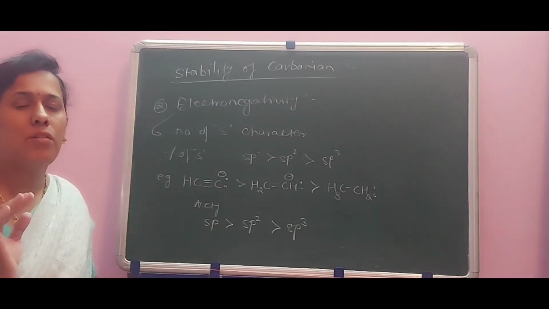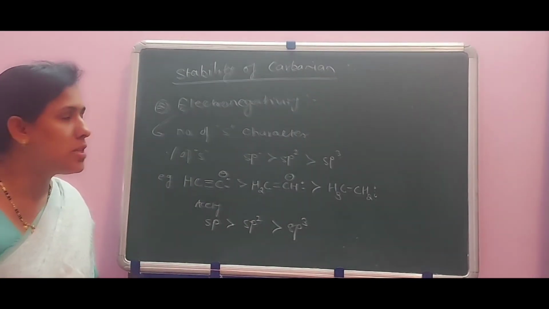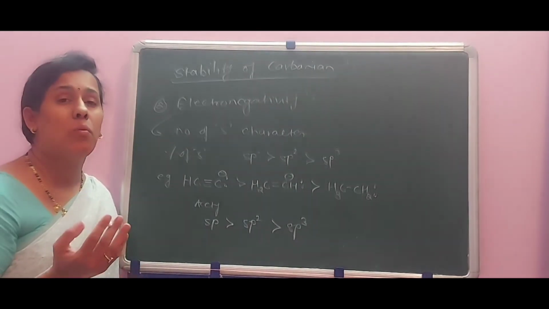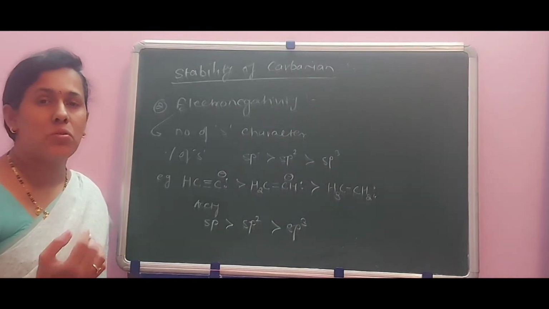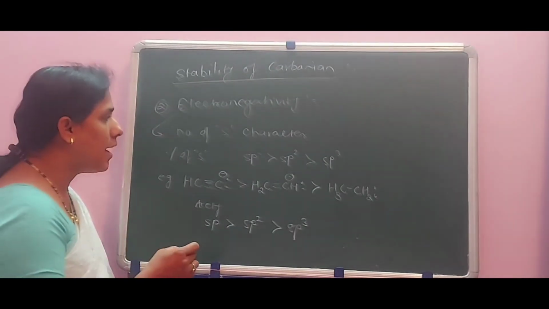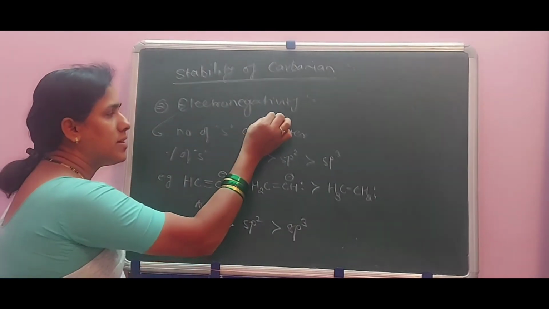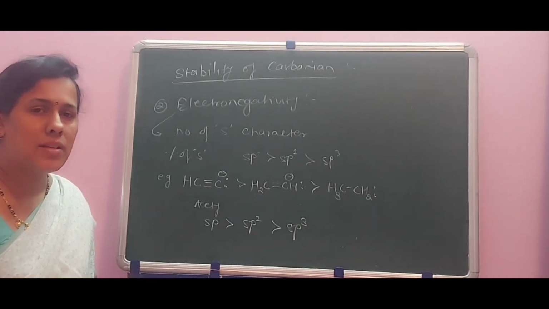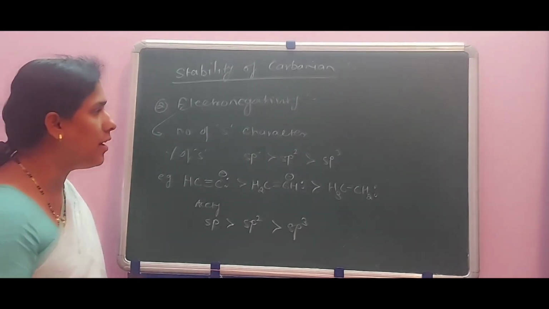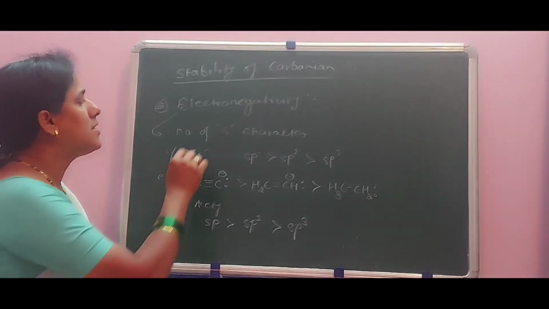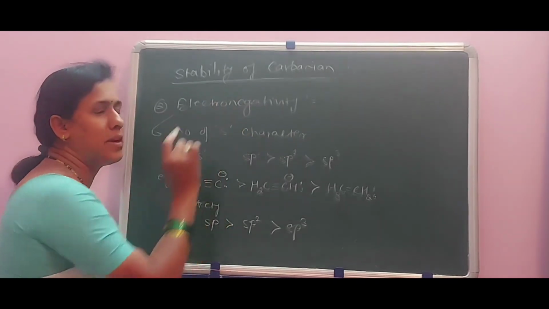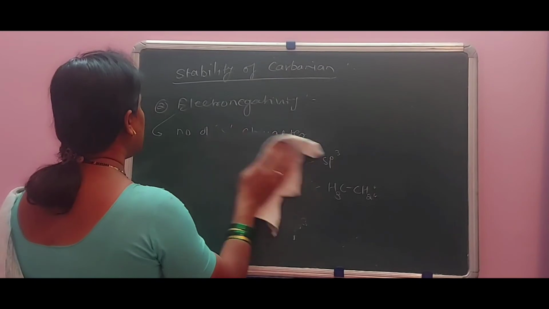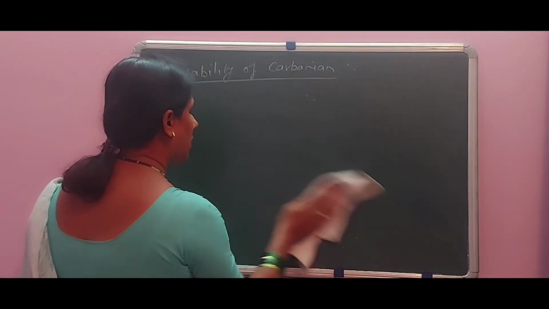As the percentage of s character is more, due to the spherical shape of the s orbital, which attracts the electrons towards itself, electronegativity increases with increase in s character. And as electronegativity increases, due to the presence of an electron withdrawing group, electronegativity increases the stability of a carbanion. Okay, now the next point, the resonance effect.